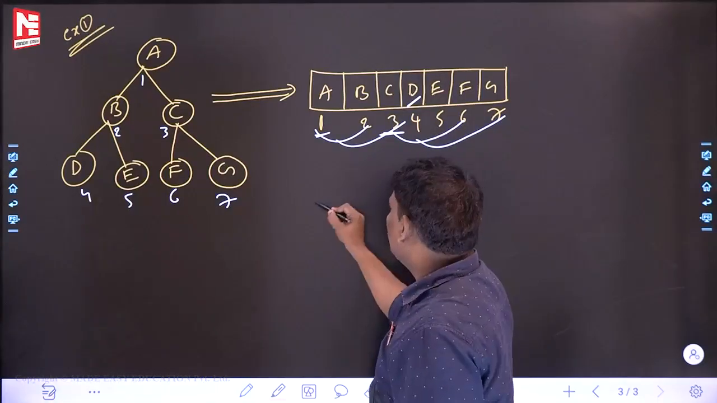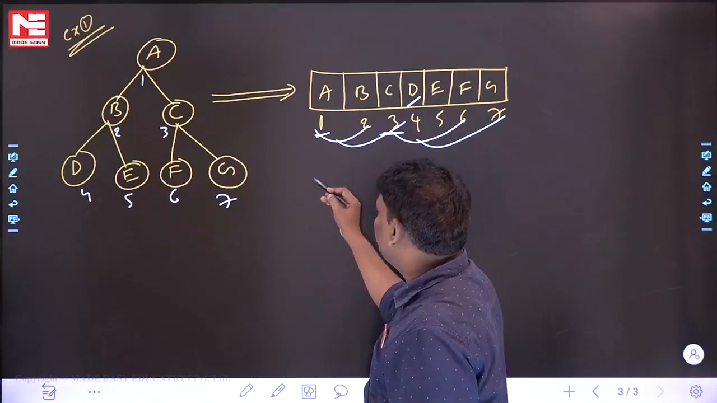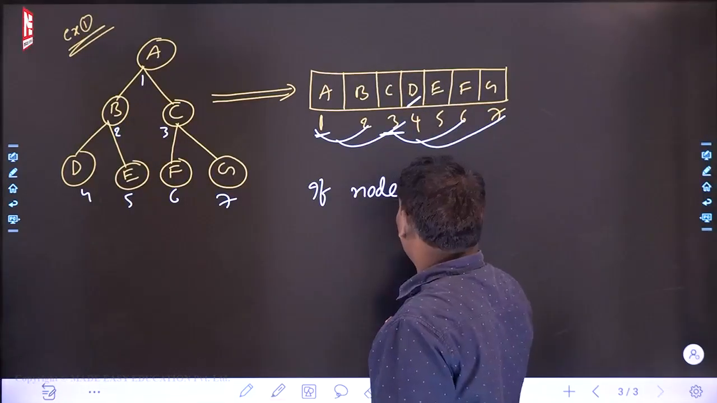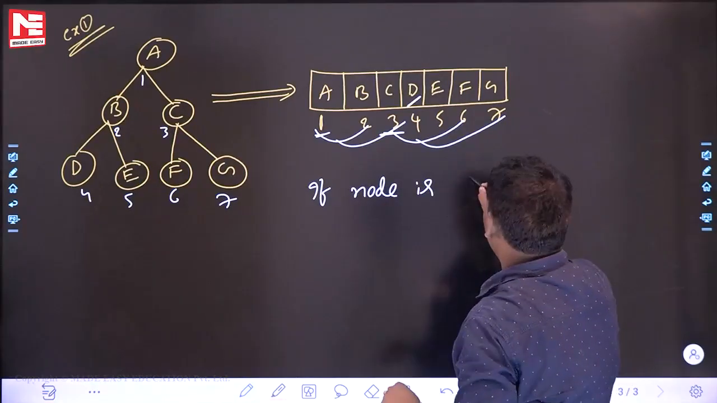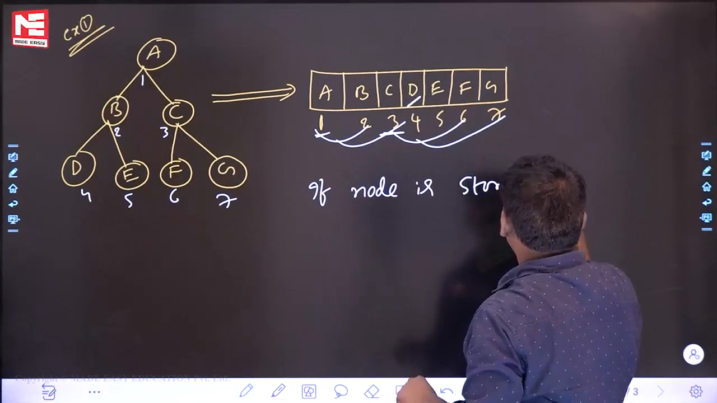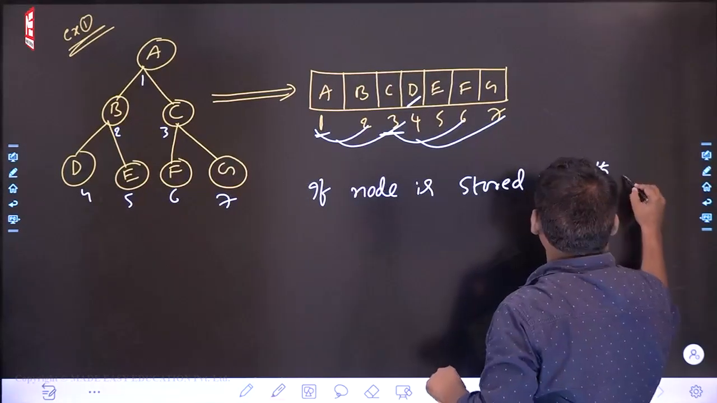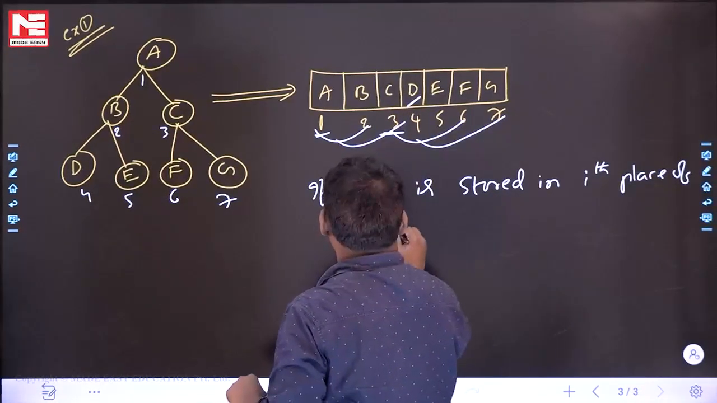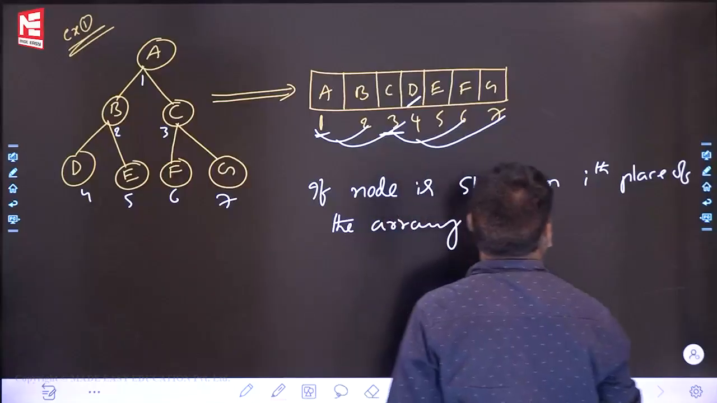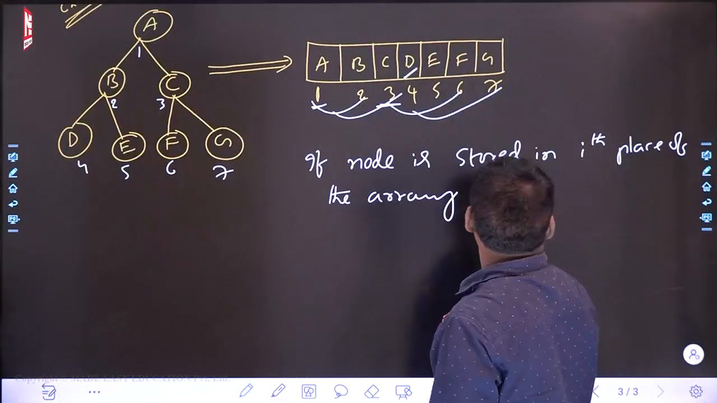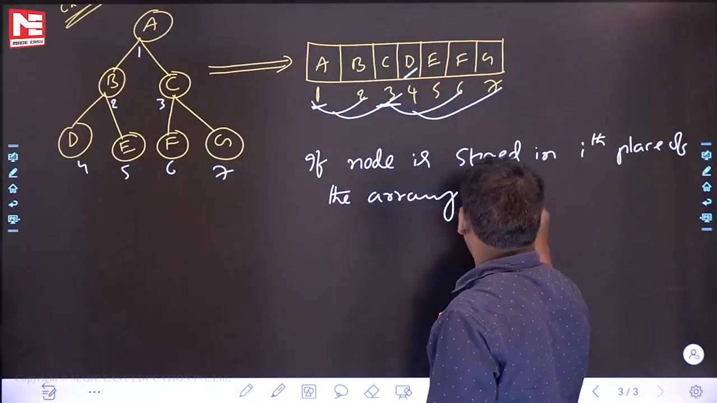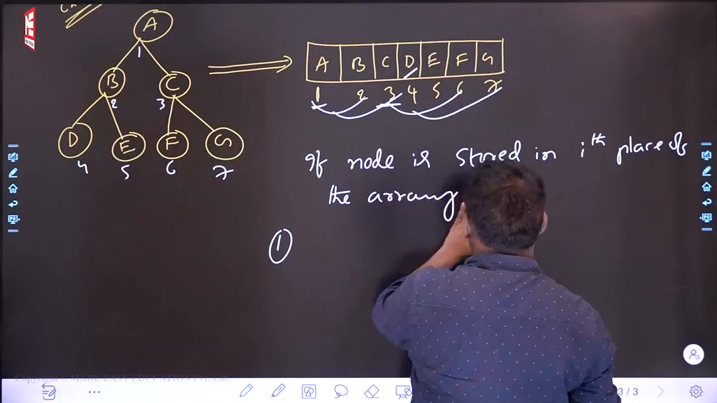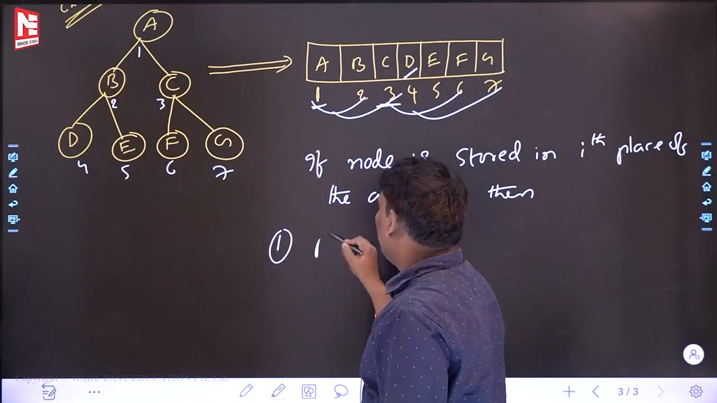See everyone now. Let me say a few points. See this one. If a node is stored in the ith place of the array, then see the first point. If a node is stored in the ith place of the array, right? Then see this one. Then can you help me now?